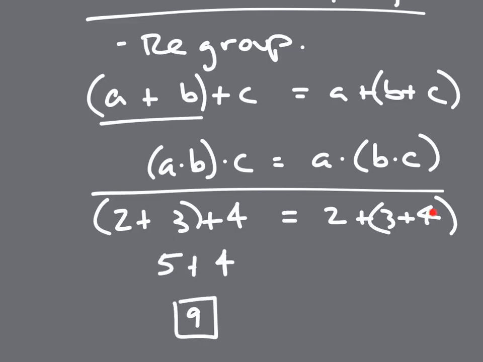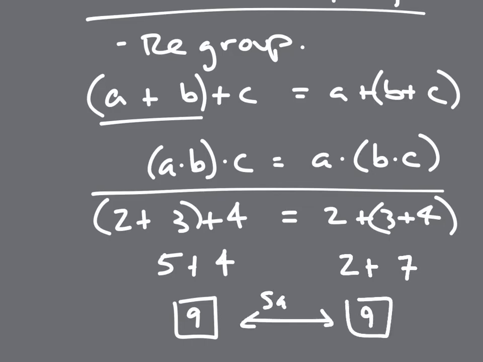Now, if I group over here, and I have to add the 3 and the 4 before I add the 2, that's going to give us 2 plus 7, which also gives us 9. So these two things are the same. Regardless of what you have, you can group. If you're adding numbers, you can group them together, and that's okay. If you evaluate it, you'll get the same answer in the end.